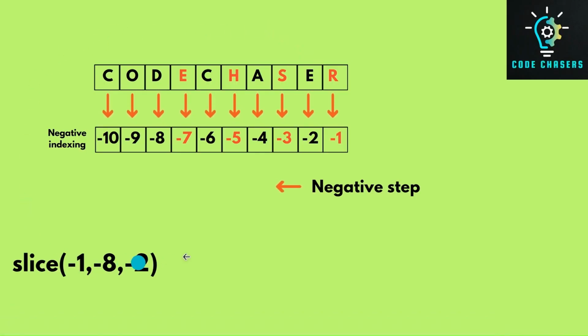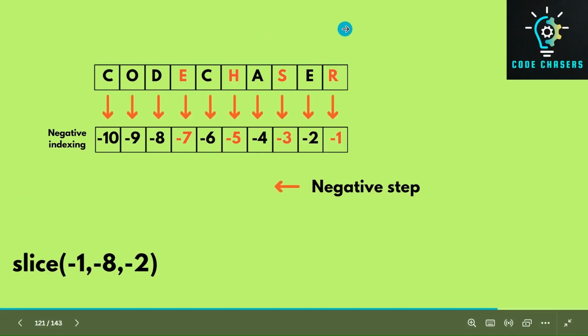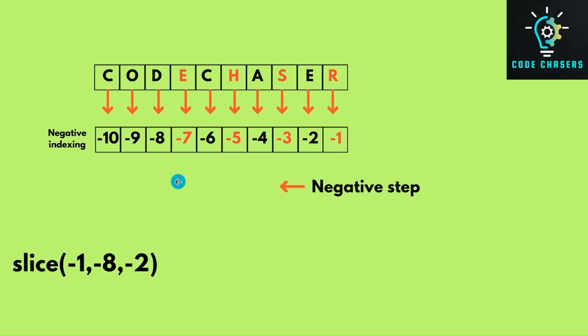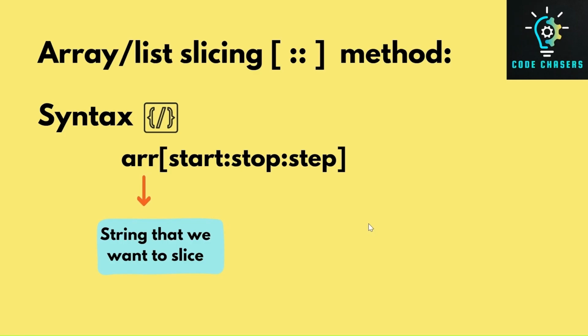In our earlier video, we saw slicing of a string through the slice method, that too through negative indexing. We also saw the positive step and also the negative step. In this video, we will see the slicing of a string through the array or list slicing method. The syntax of the array or list slicing method is as shown in the figure.